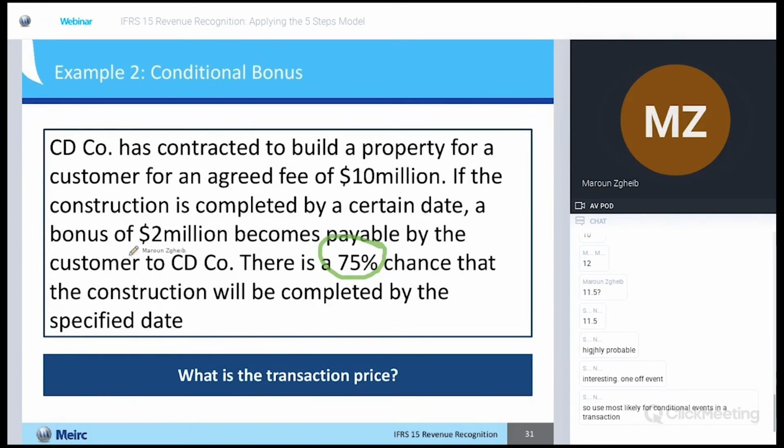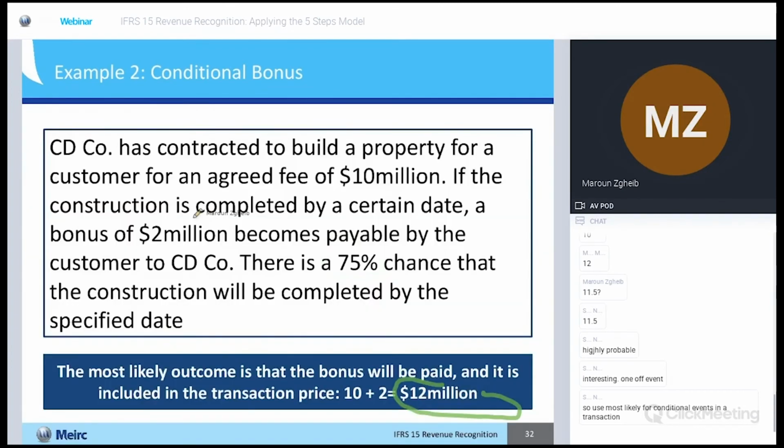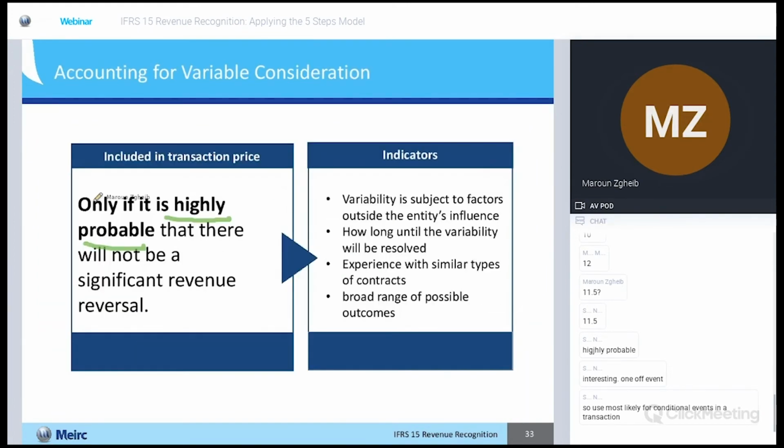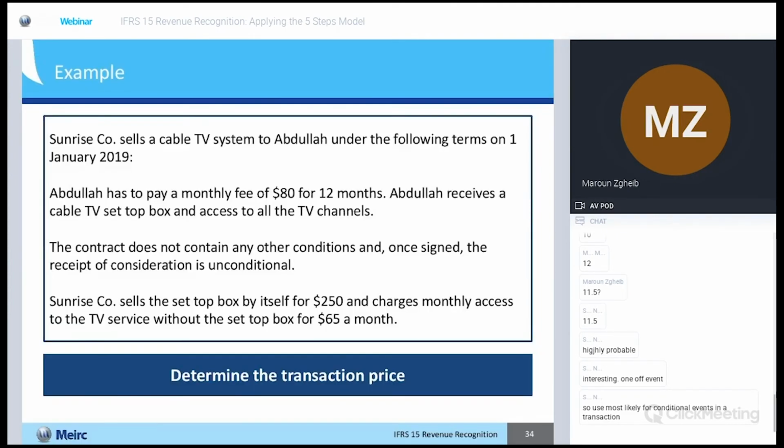They did not say a bonus of up to 2 million. Then it will be 75%, which is the most likely outcome or the most probable outcome. And the revenue should be 10 plus 2. The revenue should be 12 million. Okay? Only if it is highly probable.